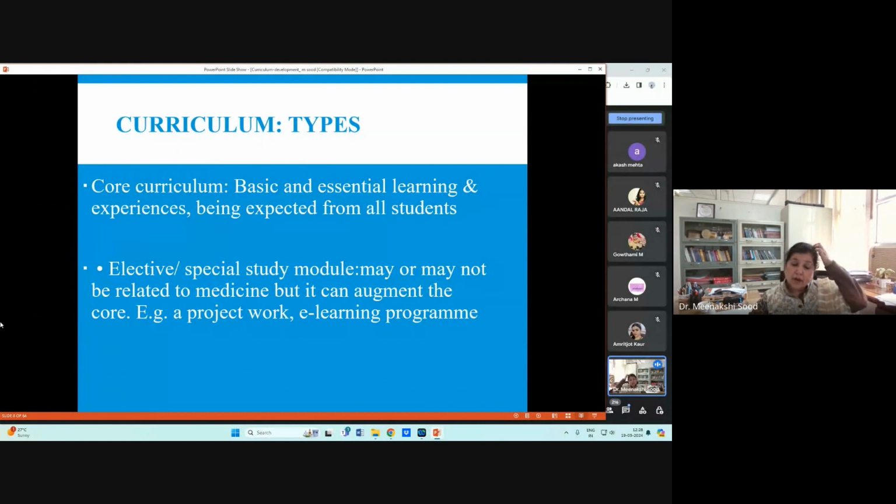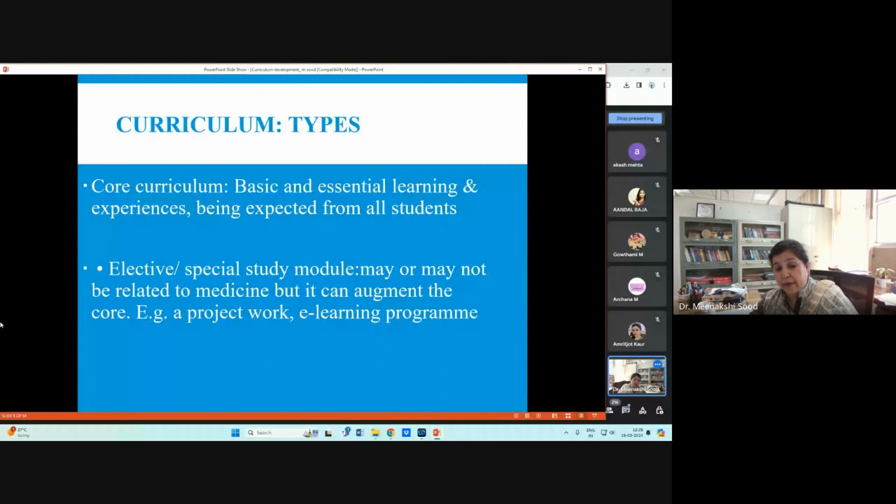So if I talk about the types, we have different types of curriculum. We may be dealing with it, but we are not knowing it properly. Like core curriculum, as I said, the fundamental, the basic concepts, and all these subjects which are related to developing the basics and essential learning, they are called the part of the core curriculum. Okay. And elective or special module curriculum, they are augmenting the core curriculum.